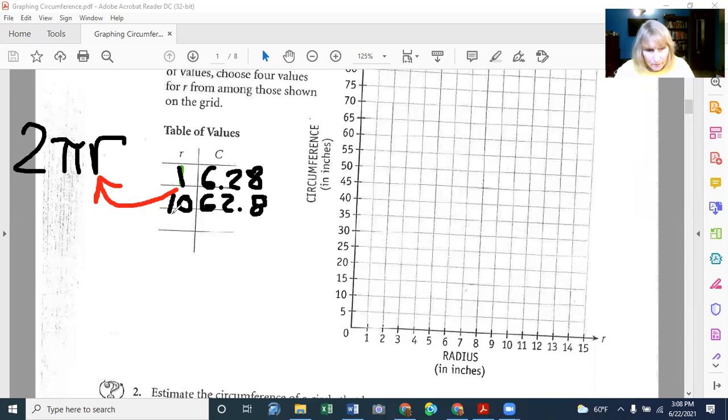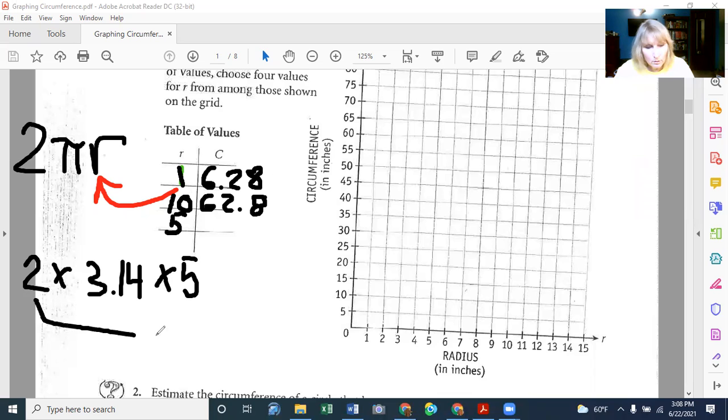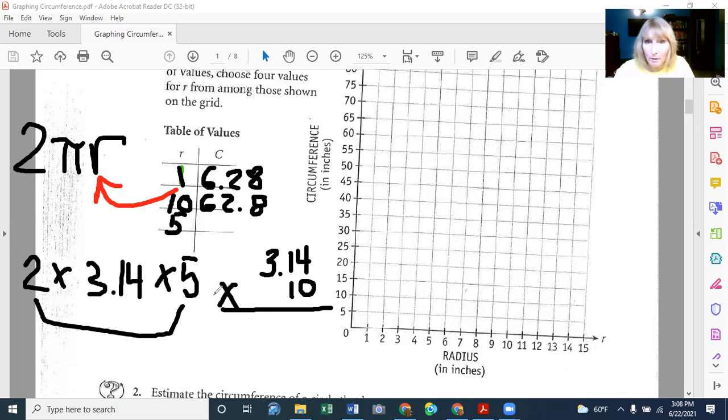So let's pick 5, because 5 is in our bottom there. And let's plug in 2 times 3.14 times 5. And I'm going to rearrange the terms. I'm going to multiply the 2 times the 5 first. That gives me 10. So it's really 3.14 times 10. And you can say, well, that's about 3. So I know I'm going to get something close to 30, right? So that kind of helps you when you estimate in your head to think, okay, if I don't get that number close to 30, maybe I made a mistake.